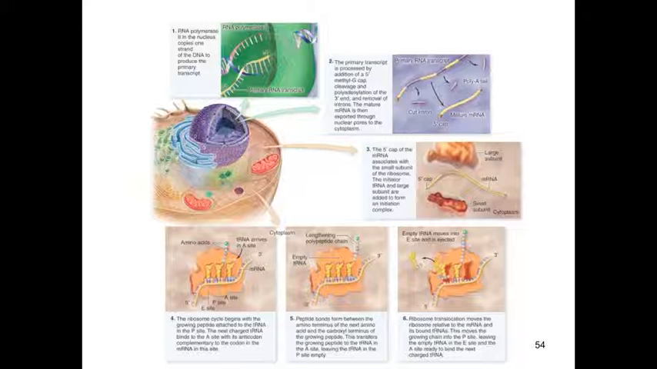A peptide bond forms between the amino terminus of the next amino acid and the carboxyl terminus of the growing peptide chain. So the chain is transferred to the tRNA in the A site, leaving the tRNA in the P site empty. The ribosome then translocates. It moves over one codon towards the 3' end of the mRNA. This moves the growing chain into the P site, leaving an empty tRNA in the E site and the A site ready to bind the next charged tRNA.